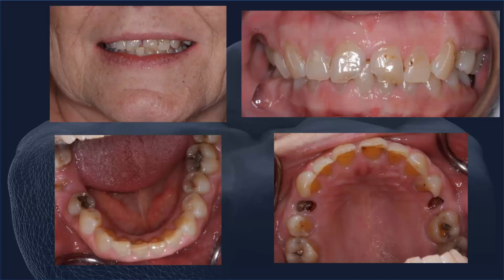And so this case is a single arch reconstruction, because the opposing arch, apart from hygiene, the patient doesn't need much. One of the premolars has a lost restoration, and there's an amalgam restoration with small crack lines. So I would change them with composite. But apart from that, you can get away with single arch reconstruction.